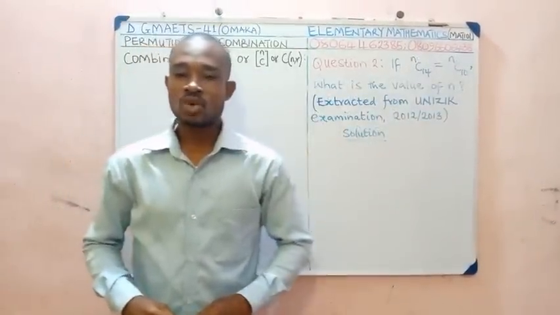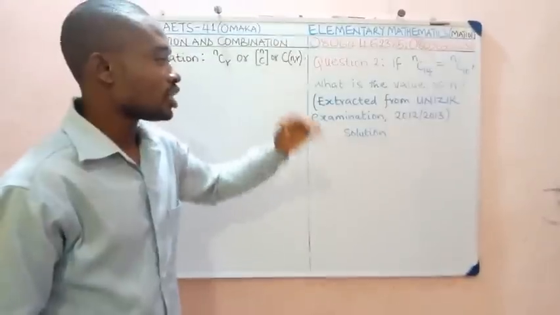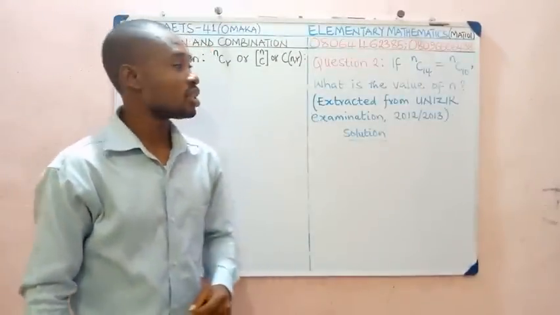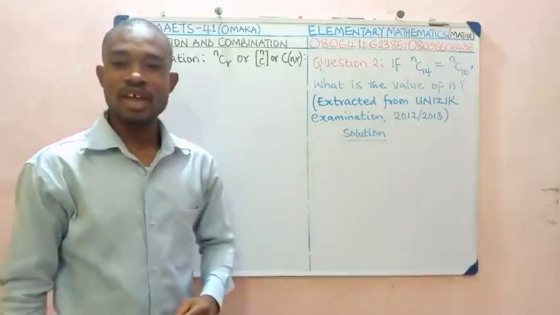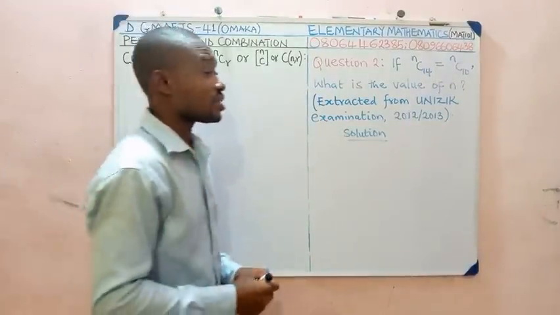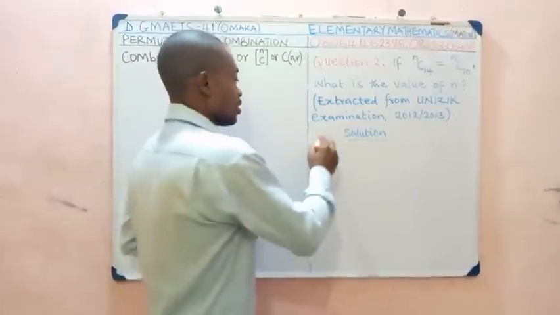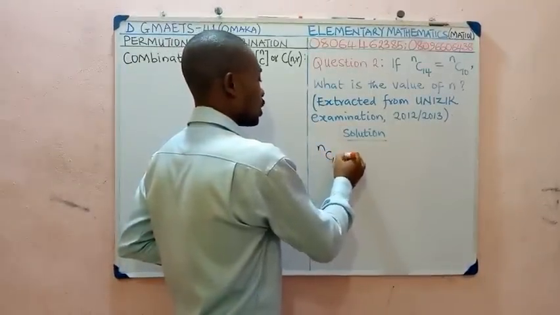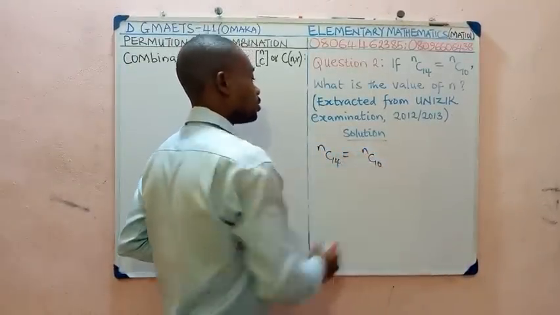Now we have this second question. n combination 14 is equal to n combination 10. What is the value of n? How do we approach this question? It's actually a simple one, right? So we're given that n combination 14 is equal to n combination 10.